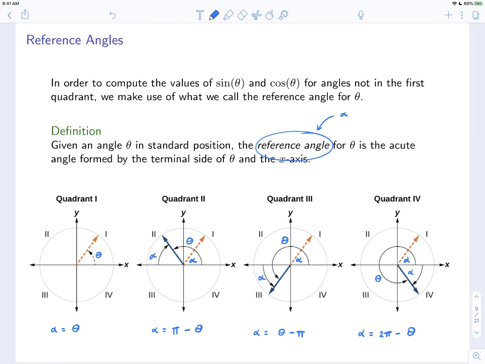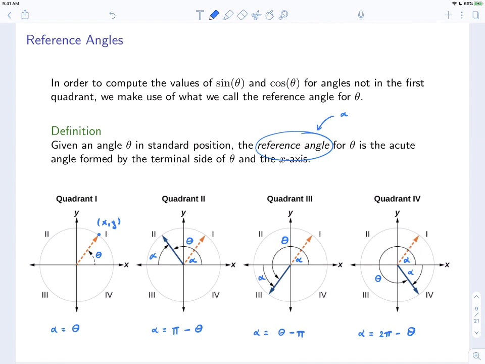The reason they're useful is that alpha is always in the first quadrant because it's an acute angle. So in the first case, alpha is equal to theta. But in the other cases, you can see that alpha is an acute angle which appears in the first quadrant. And the coordinates corresponding to the reference angle will be the same as the coordinates for the actual angle theta, except maybe you'll have a minus sign in front. So in the first quadrant, alpha is equal to theta. So this has coordinates x comma y, where both x and y are positive.